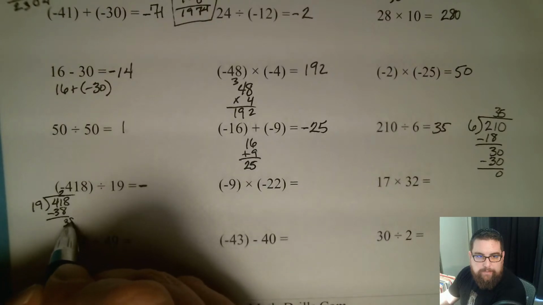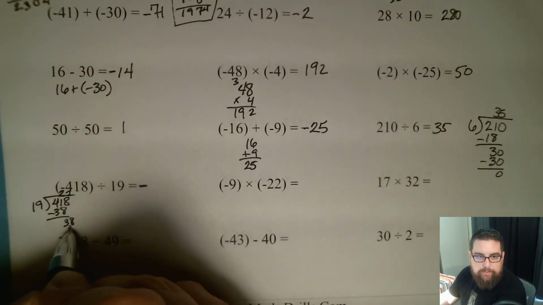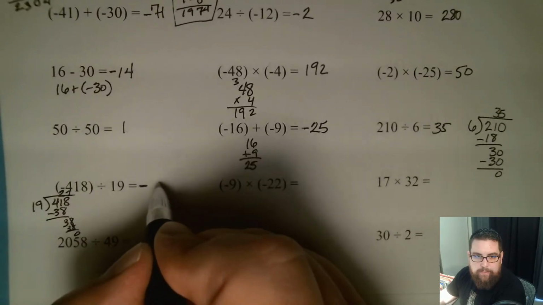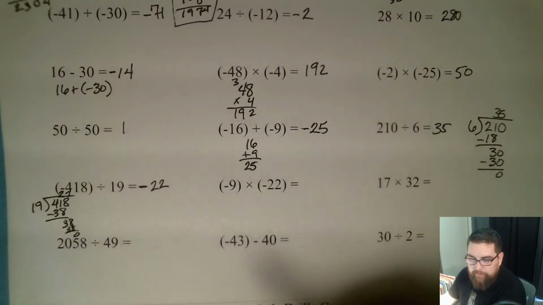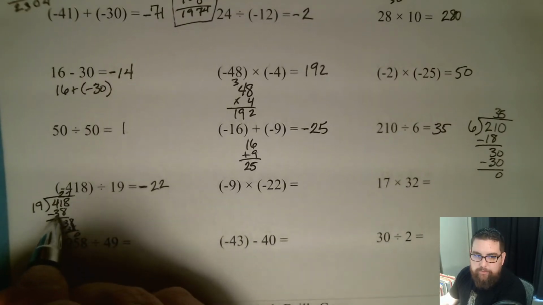And we bring down the 8. All right, well, we know 38 is 2 times 19. We can multiply by 2 again. And that will leave us no remainder. So we have negative 22 as our answer. Okay. You might say, how did you know it was 2? Because I just got 38.